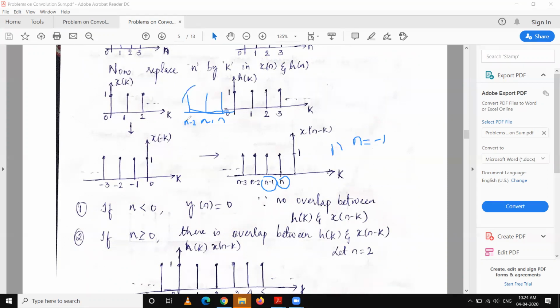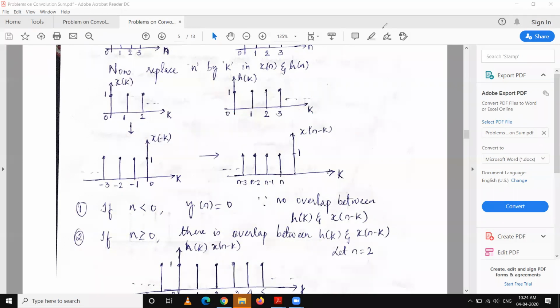So is there overlapping between the two signals, that is h of k and x of n minus k? There is no overlap when the condition is n less than 0. So y of n is equal to what? 0, because there is no overlap between h of k and x of n minus k. That's why y of n is equal to 0.